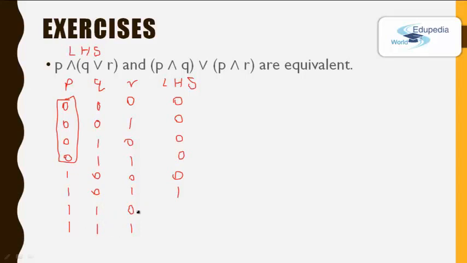1 or 0 is 1. So the whole statement goes 1, and same goes with this row. So this is the final output of the left hand side expression. Let's go for the right hand side. Now for this right hand side expression, this is the right hand side column.